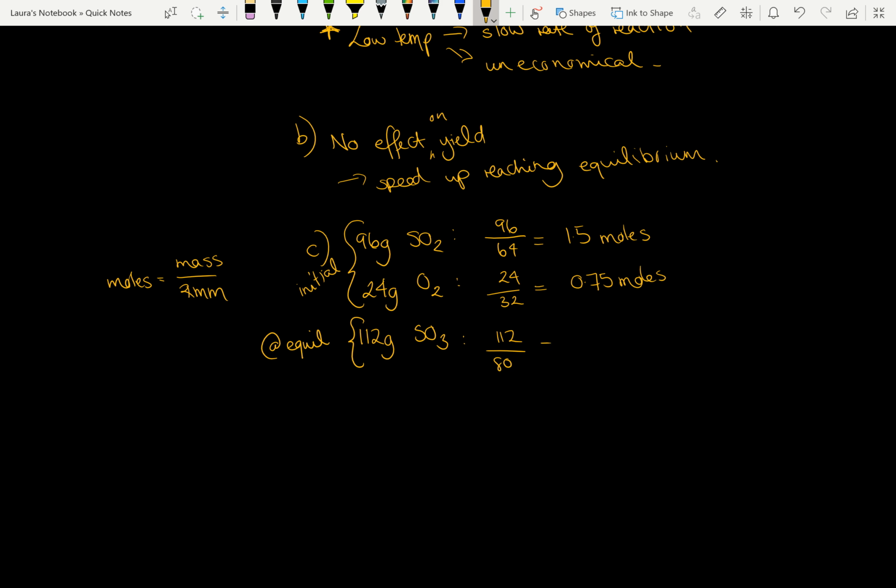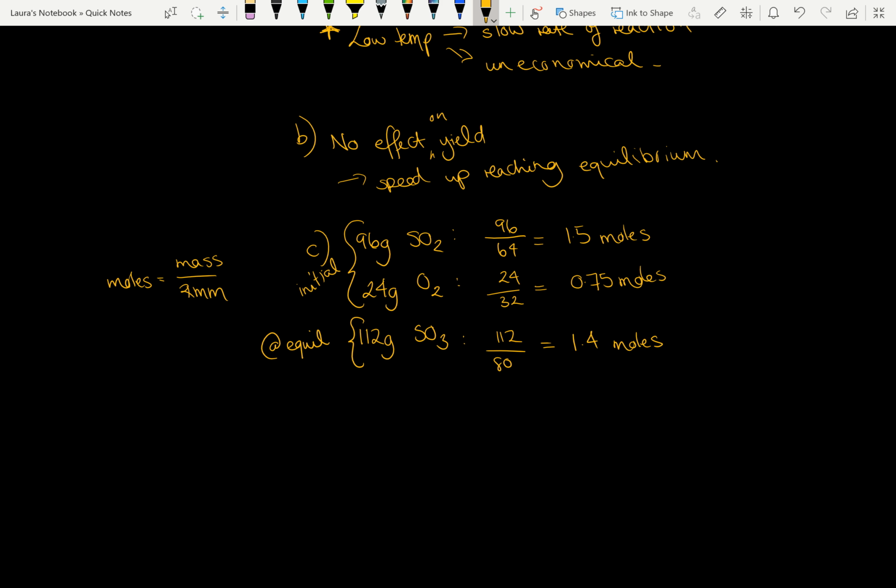Again, you can calculate that yourselves. When you're calculating the RMM in your exam, make sure you write out exactly how you calculated it. For example, oxygen is 16 plus 16. If you make a mistake and the examiner can see where your mistake is, you may lose just 1 mark as a slip, as opposed to losing 3 marks for making a full mistake. So make sure you show all your work there. I'm just doing this nice and quickly for speed.